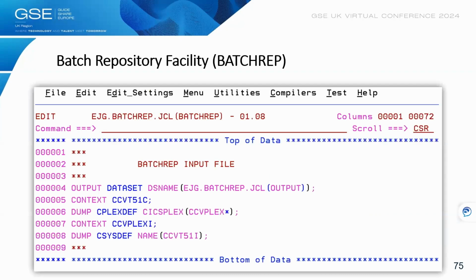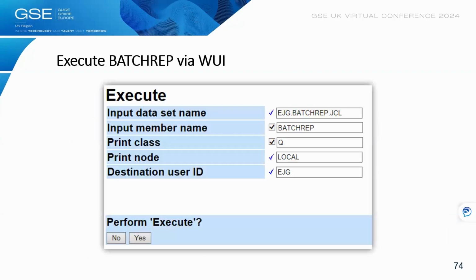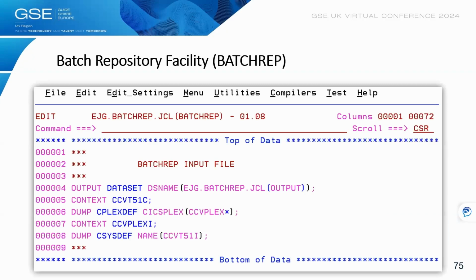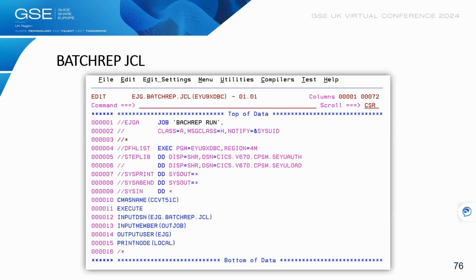So here's a sample of my input data set. You see the data set name and member, and in here, you indicated where you wanted the output to go, output data set and member. You set a context because everything works from a context. And you can see this was dump the CICSPlex definition and then set another context and dump a CICS system definition. So that's what I wanted to do.